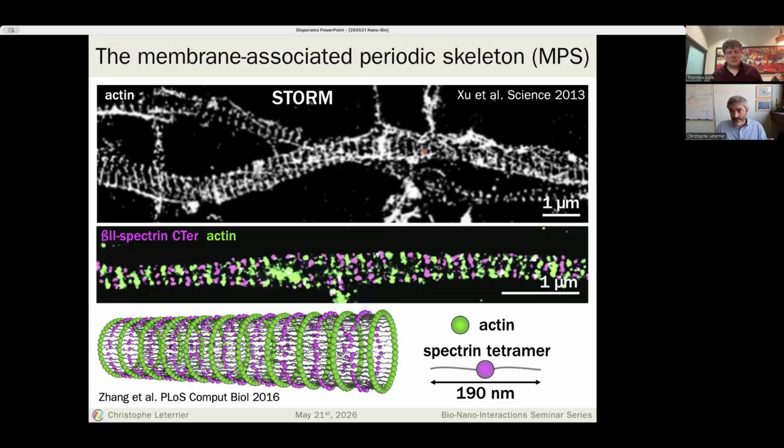between each of these actin rings, you have a single layer of spectrin tetramers. Spectrin tetramers have a length of 190 nanometers, 2 alpha and 2 beta spectrin, and they are spacing one ring from the other. They are connected to 2 rings, and in between each actin ring, you have a layer of spectrin tetramers that define this regular distance of 190 nanometers. And this is what is called the membrane-associated periodic scaffold, or MPS, that is present along axons.